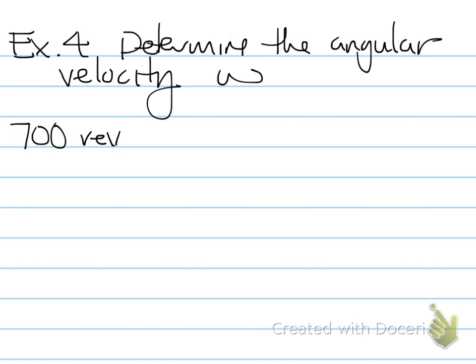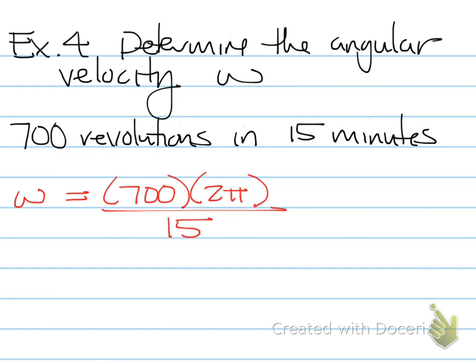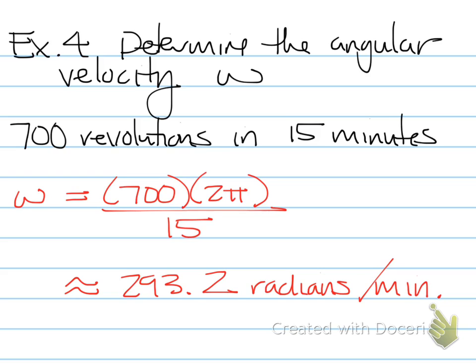And for this example, we're told that there are 700 revolutions in 15 minutes. So again, we want to find the angular displacement first by multiplying the number of revolutions by 2 pi and then dividing that by time, 15 minutes. Once we multiply the numerator and then divide by the denominator, we get 293.2 radians per minute.